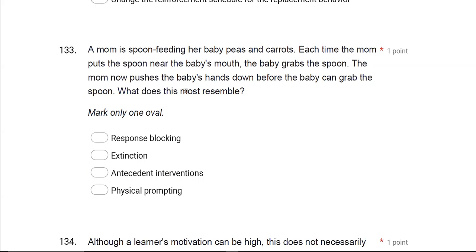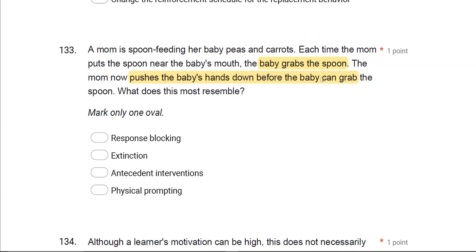Okay, we're looking at a situation where a mom is spoon feeding her baby. The mom puts the spoon near the baby's mouth, and what does the baby do? The baby grabs the spoon. A response. So now the mom pushes the baby's hands down before the baby can grab the spoon.